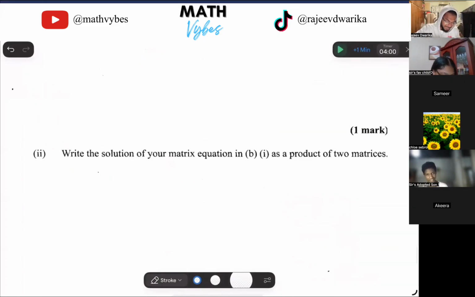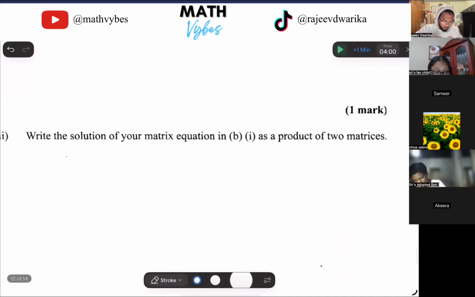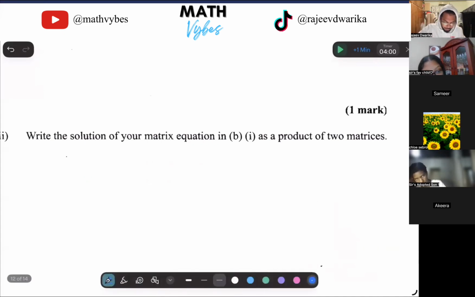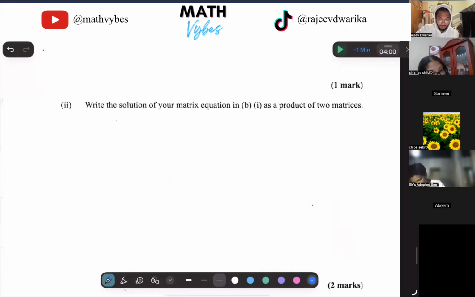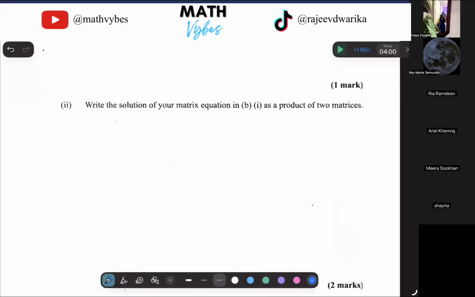Okay, part 2. Sky, read part 2 for me. Write the solution of your matrix equation and B as a product of two matrices. Okay, so this one might be a bit tricky, right? Let me just find out from the rest of them. Chloe, Nikolai, Akira, Ria, Nia, Vinaya, Karina, Joshua, Sheena, Mira, Ariel.